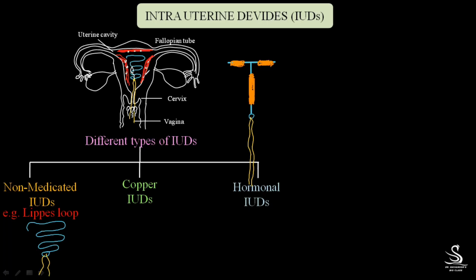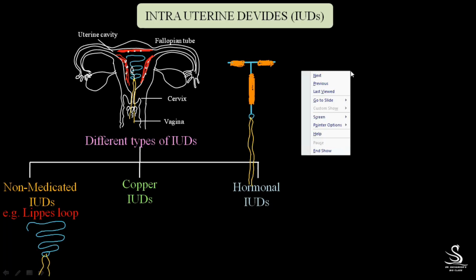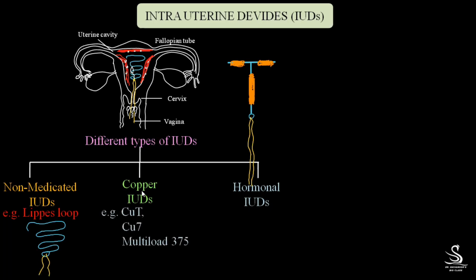But suppose, for example, they fail to phagocytose the sperms, then what will happen? Even while using it, that may lead to fertilization, that may lead to conception. Because of that, most of the time people won't go for these non-medicated IUDs, or even the doctors are not prescribing them. Then another type of IUD is the copper-releasing IUD.